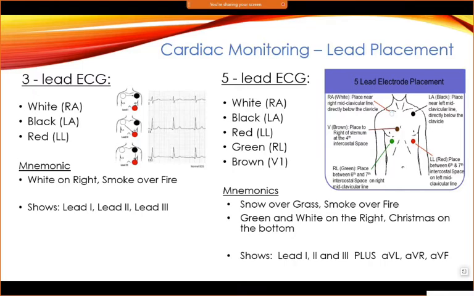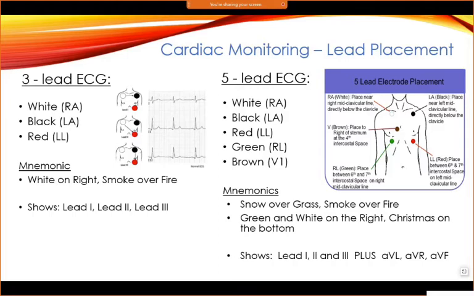I'm not going to test you on how to put on leads, but it's good to do that if you are in clinical and you're getting an admission or something, that you can go in and put on some leads. So I'd like you to look those over and know how to hook up the continuous EKG monitoring.